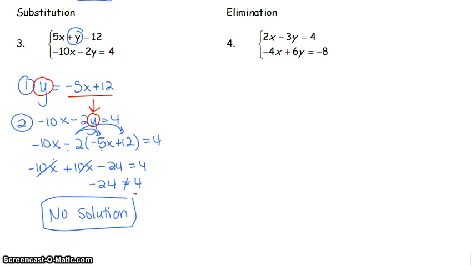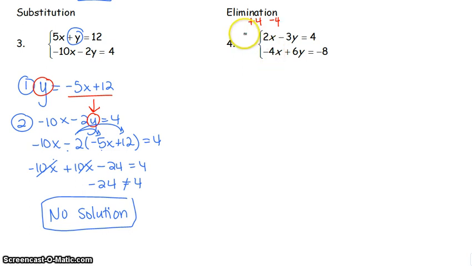Alright, last problem. We're going to use elimination. So our goal is to get either our x's or our y's to cancel. When you're doing this, you're looking for the least common multiple. So if I want to eliminate my x's, I need the least common multiple, which is 4, and I would need a positive 4, and I would need a negative 4. If I had two positives, I would have 8. If I had two negatives, I would have negative 8. I want one positive, one negative, so it becomes 0.